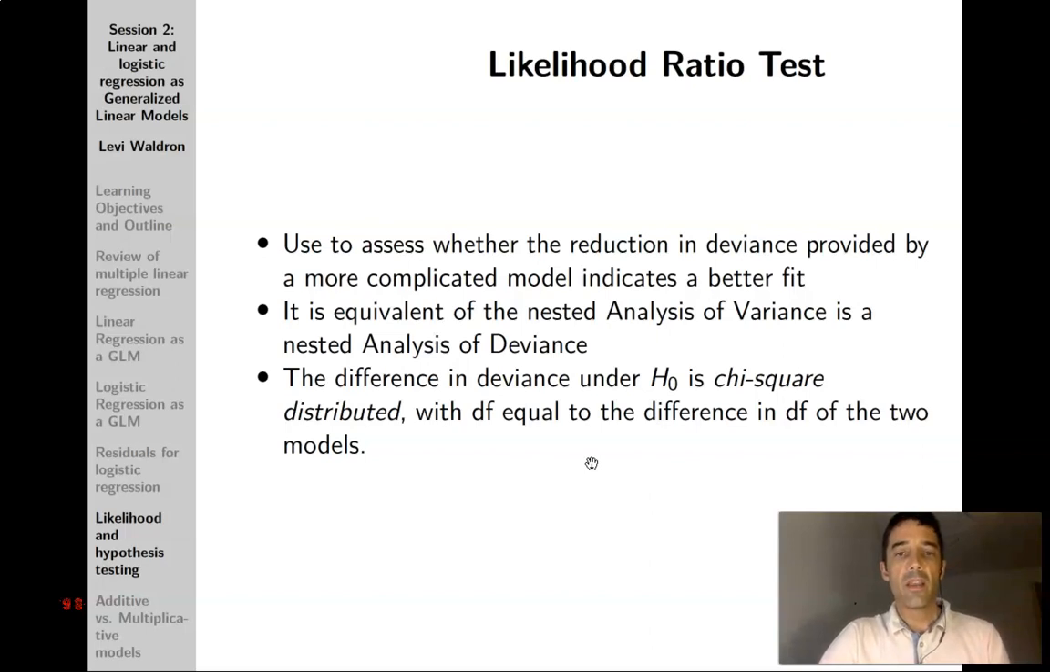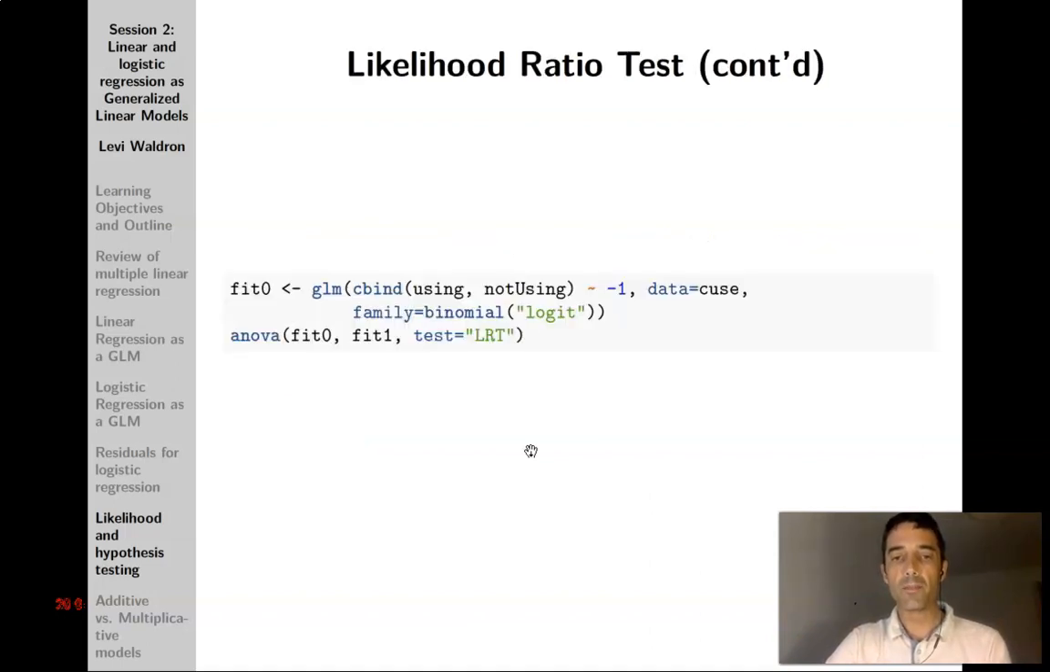The basis for doing this test is that under the null hypothesis that the more complicated model is no better than the simpler model, that difference in deviance is chi-square distributed with degrees of freedom equal to the difference in degrees of freedom of those two models. That is, the degrees of freedom used by their coefficients.